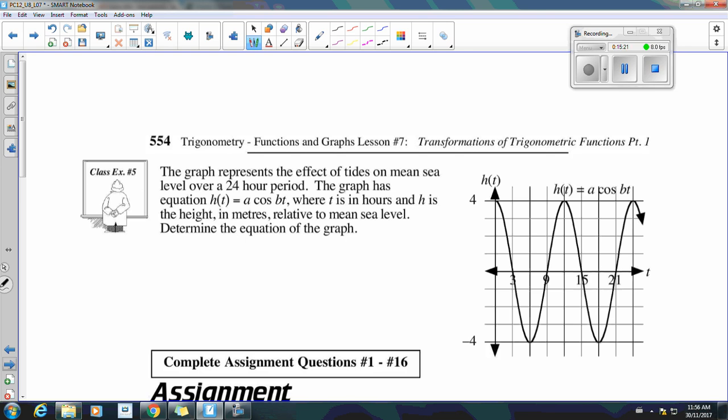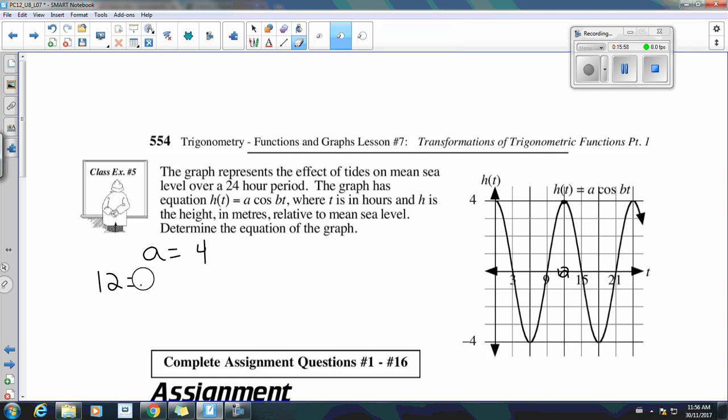So we have an amplitude. Well, it looks like our max is 4 and our min is -4. So that tells us our amplitude is going to be 4. Now, the period is a little bit trickier. Whenever we're given application questions, we're always going to be working in radians. So it tells us here that this is over 24 hours, and it starts to repeat right here. So this would be at 12 hours.